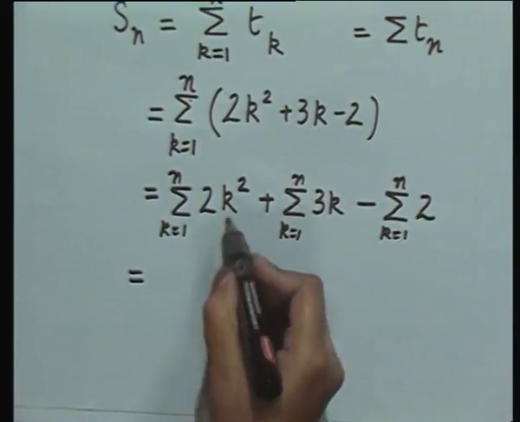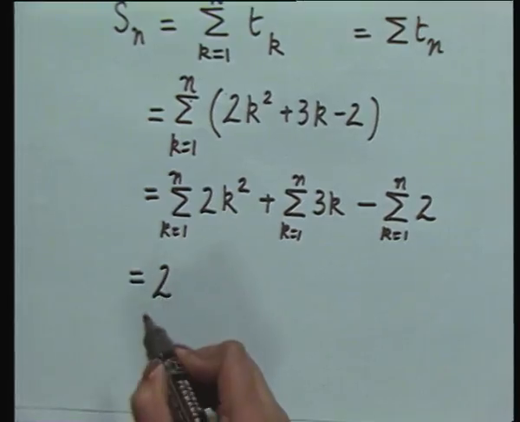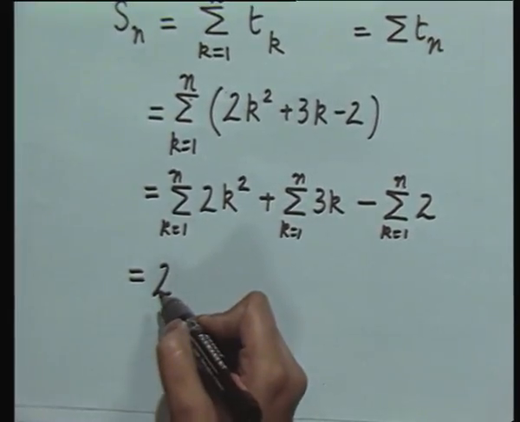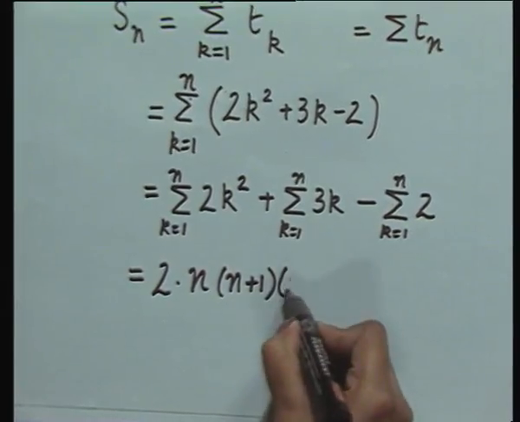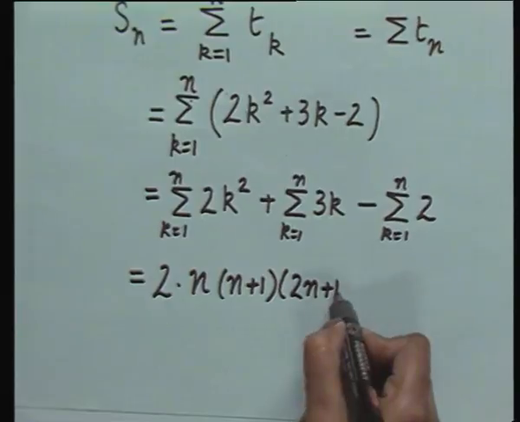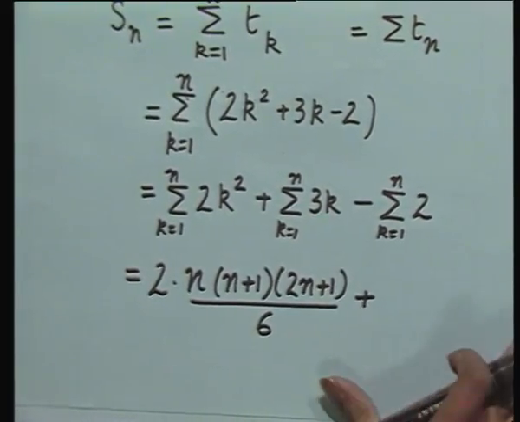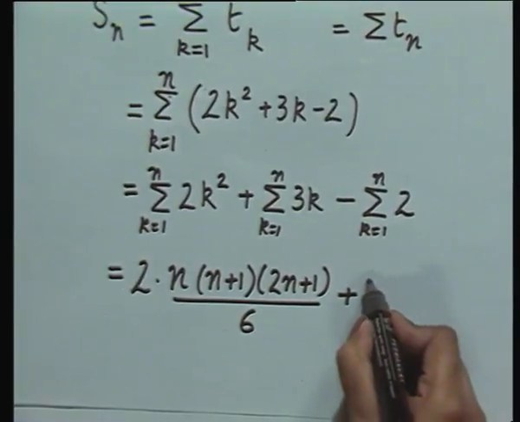Yes, ma'am. What will be the next term? The next term will be 2 sigma k square. Right. So, we can always take 2 out. It's sigma of k square, and do you know its value? Yes, ma'am. Since it is the sum of the squares of the first n natural numbers, it will be written as n into n plus 1 into 2n plus 1 whole upon 6. Exactly.